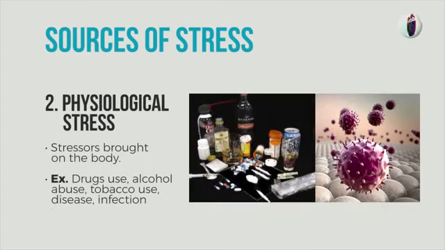The second source of stress is known as physiological stressors. These are stressors that your body physically experiences. Consistently exposing yourself to illegal drugs, alcohol, tobacco, and other forms of substances are very serious examples of physiological stress. Your body does not need these things.